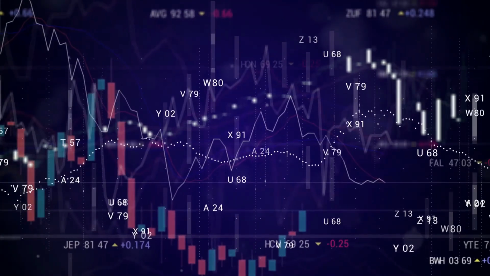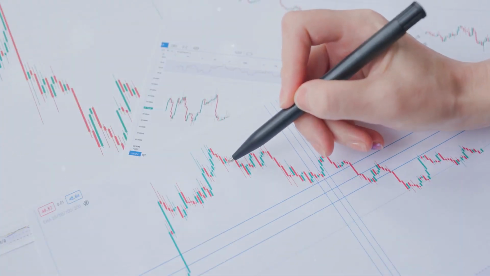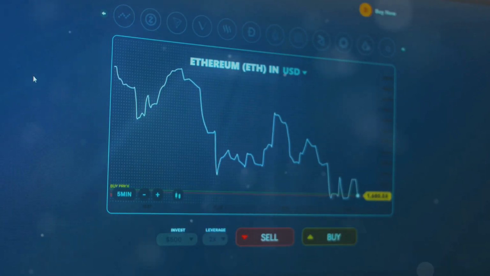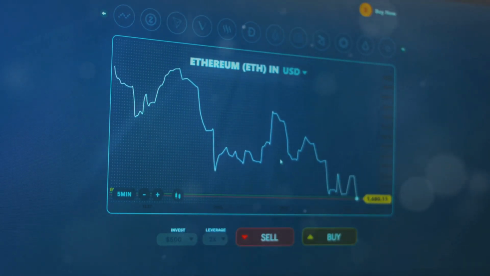Now that we have the basics covered, let's talk about how to trade options. To trade options, you'll need a brokerage account that offers options trading. Popular brokers like Interactive Brokers provide platforms for trading options.